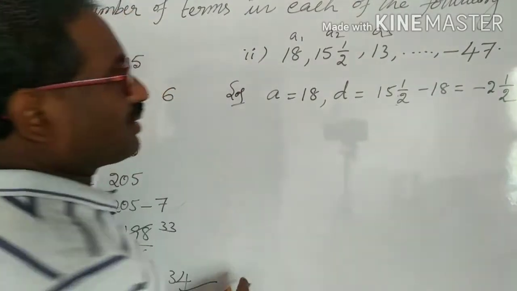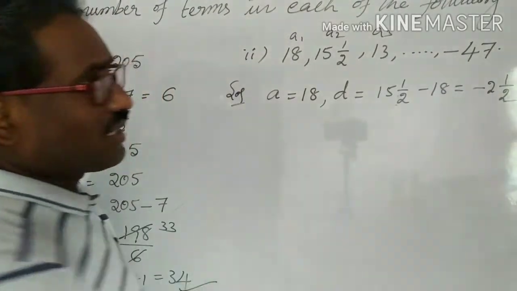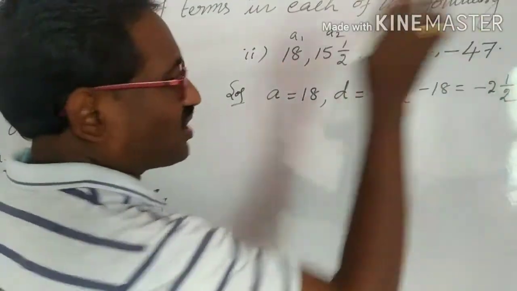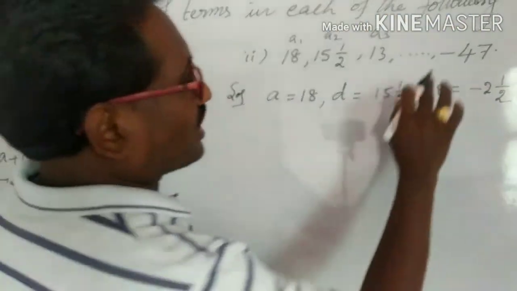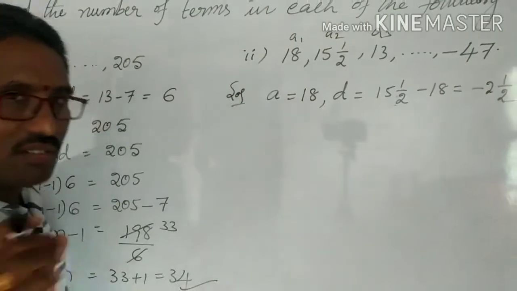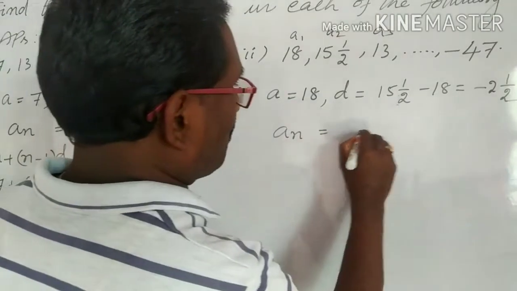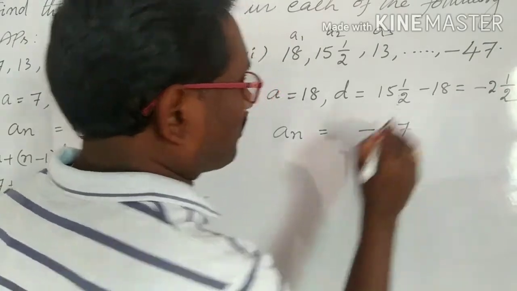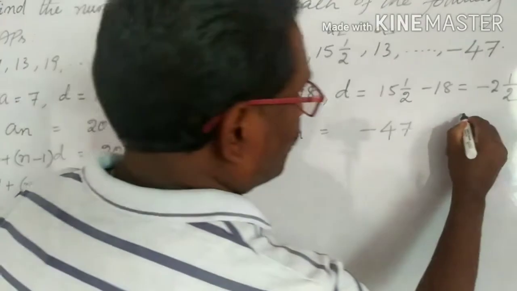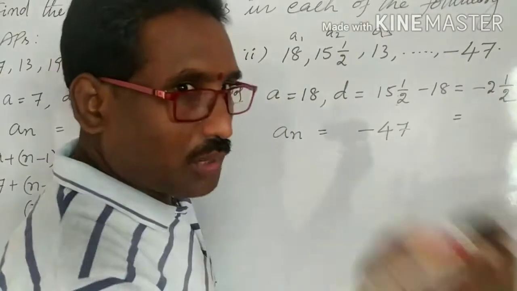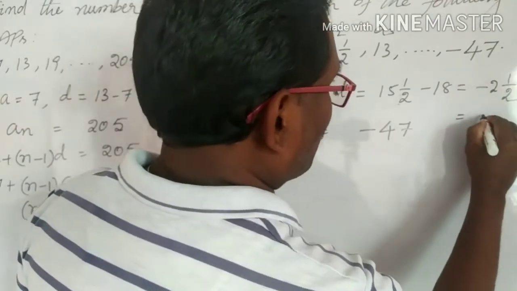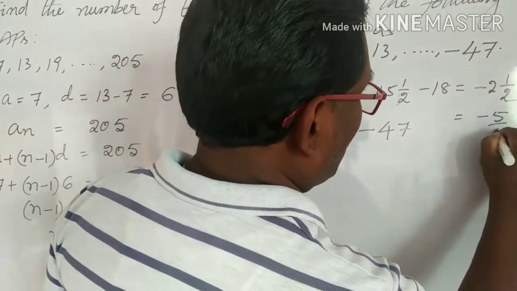So now, the nth term, how much is given here? The last term is 47, which is minus 47. So we can write An is equal to minus 47. You can change this mixed fraction into an improper fraction: 2 2s are 4 plus 1, 5 by 2, so minus 5 by 2.